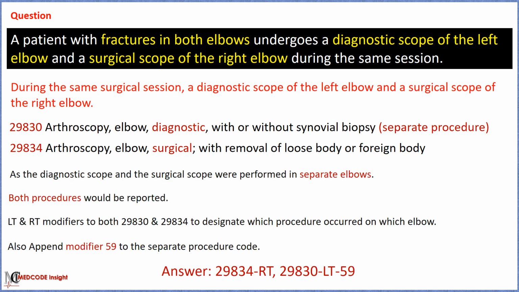As the diagnostic scope and the surgical scope are performed on separate elbows, in this case, both procedures would be reported. Modifiers LT and RT will be used to designate which procedures occurred on which elbow, along with modifier 59 to the separate procedure. So in this scenario, our answer will be 29834 along with modifier RT, 29830 along with modifier LT and 59.